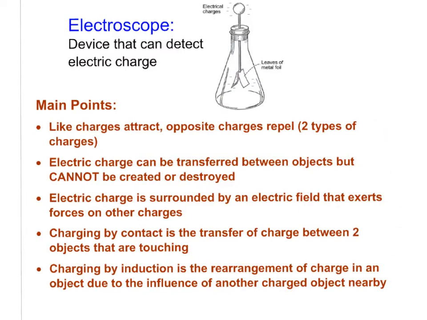Here are the main points for this section. Like charges attract, opposite charges repel. There are two types of charges, positive and negative. Electric charge can be transferred between objects, but it cannot be created or destroyed. We know that.